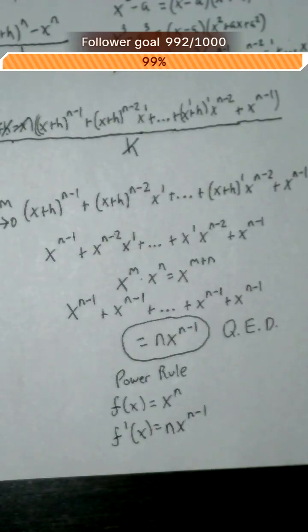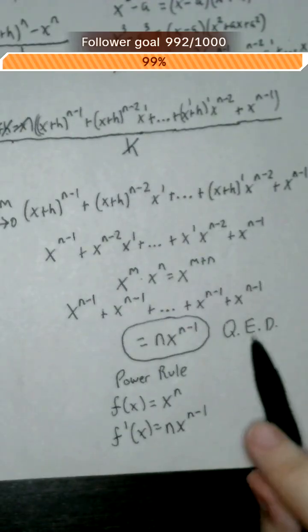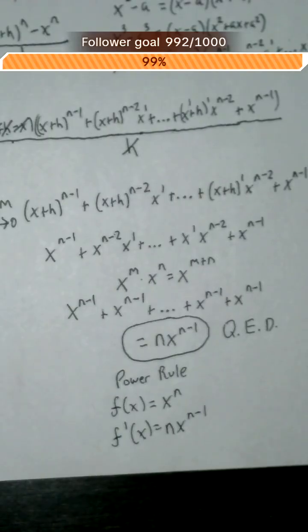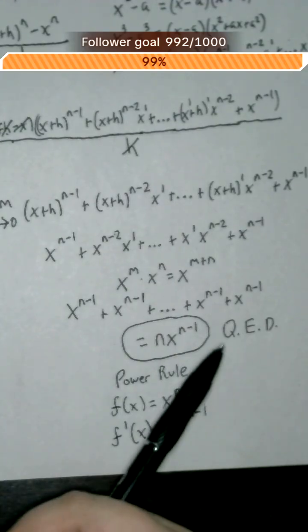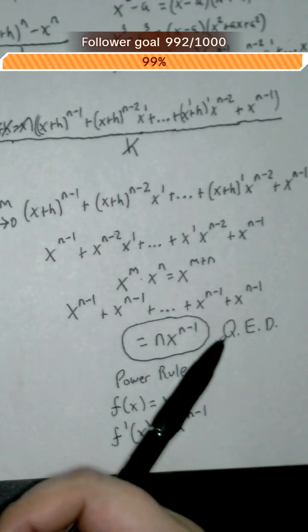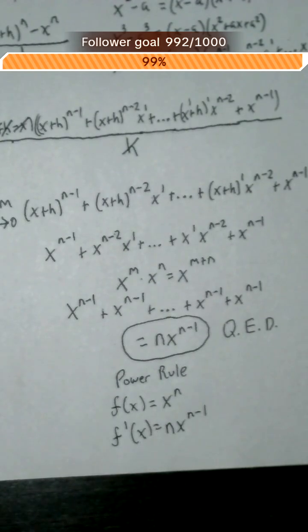What's QED? That's a really good question, Saleda. QED is a Latin phrase, quod erat demonstratum. I think I pronounced that correctly. It's been years since I took Latin. But basically, translated into English, it means that which was to have been proved or proven.